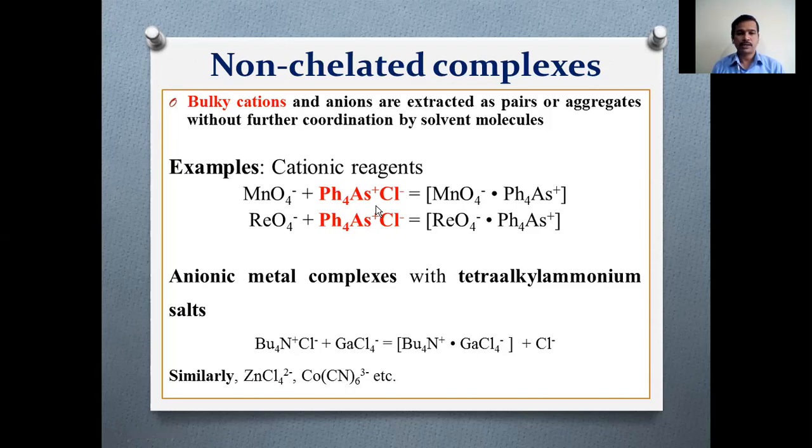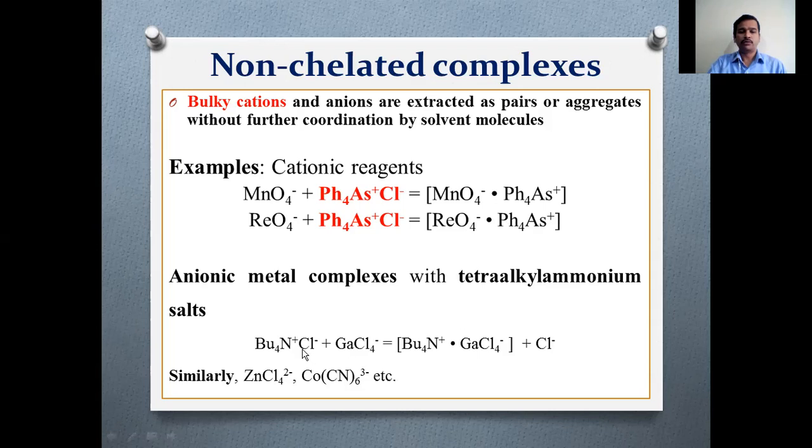We intend to extract this permanganate or perrhenate. We can extract them into the organic phase. And here the reagent is positively charged and the solute is negatively charged. So an ionic aggregate of positively charged reagent and negatively charged analyte is formed here. Some other ion association complexes are formed by the reaction between positively charged analytes and negatively charged reagents.